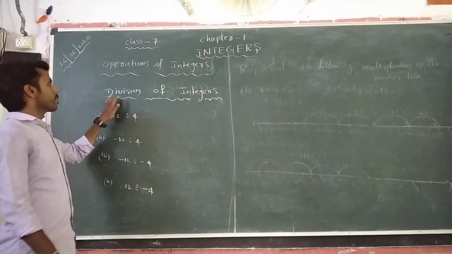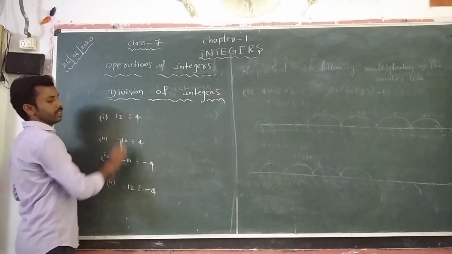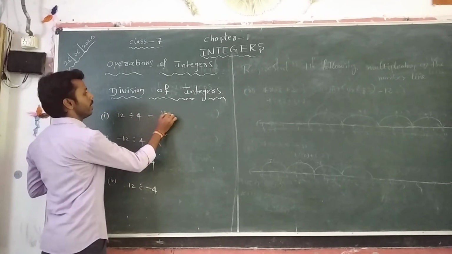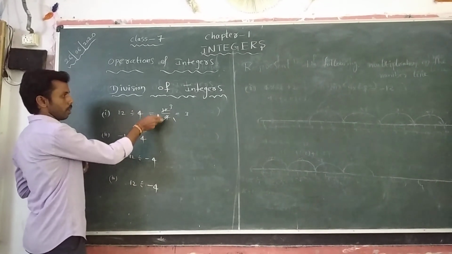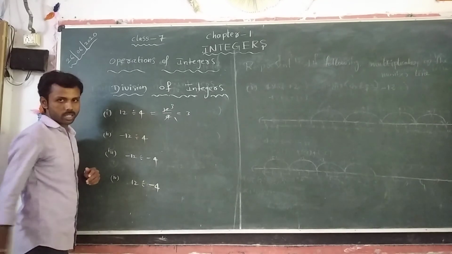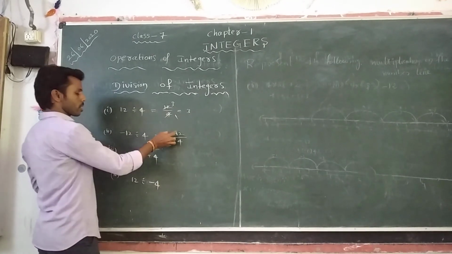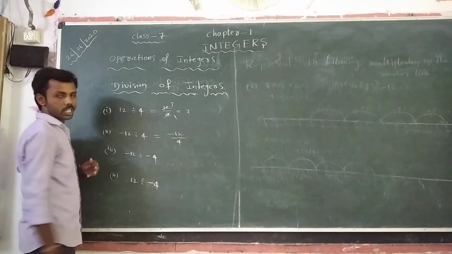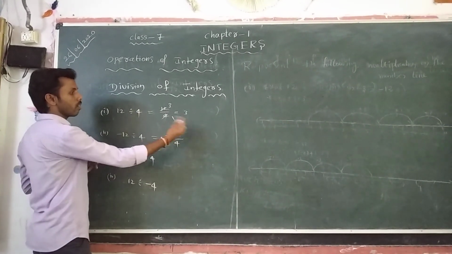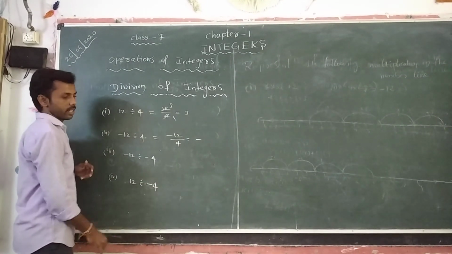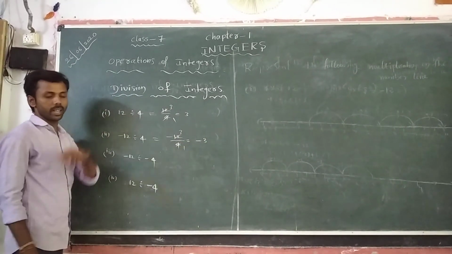The next topic is division of integers. For example, 12 divided by 4. 4 threes are 12, so the answer is 3. Both are positive integers, so we get a positive answer. Next, minus 12 divided by 4. Minus 12 is a negative integer and plus 4 is a positive integer. One negative integer divided by one positive integer is always negative. 4 threes are 12, so minus 3.